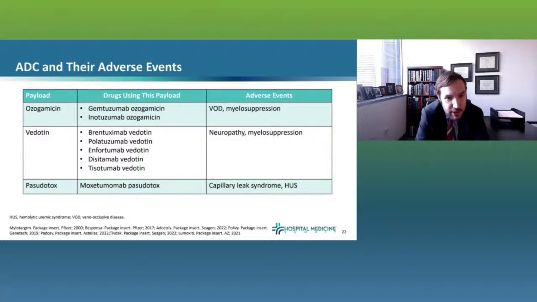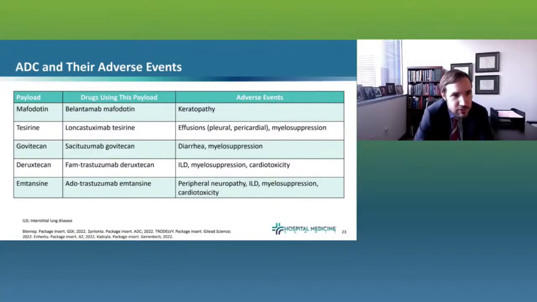And it's always a good idea to know if your patients are on one of these drugs, because you can quickly get on UpToDate and check and see what the more common side effects are, more common adverse events are, and pretty quickly determine if what your patient is experiencing is potentially related to their cancer therapy.